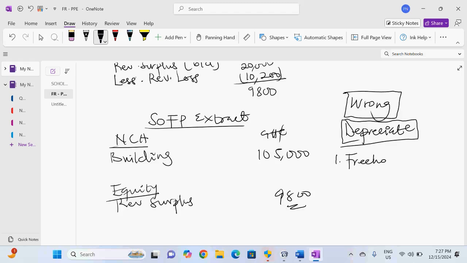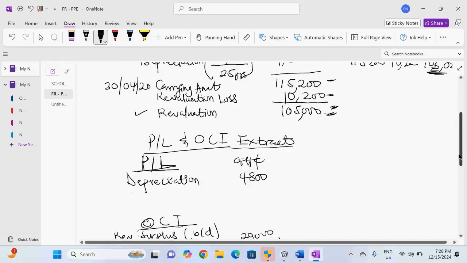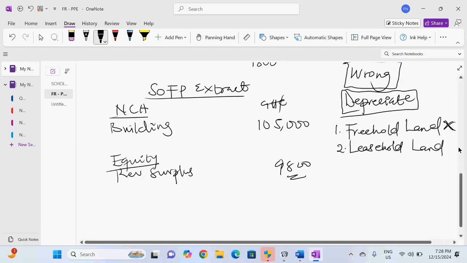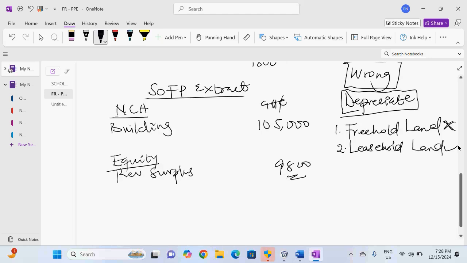Is it a freehold land that you are talking about, or a leasehold land? If you are talking of freehold land, then you are right. We don't depreciate freehold land. But if you are talking of a leasehold land, then we depreciate. Why? Freehold land does not have an estimated useful life, so it is infinite.